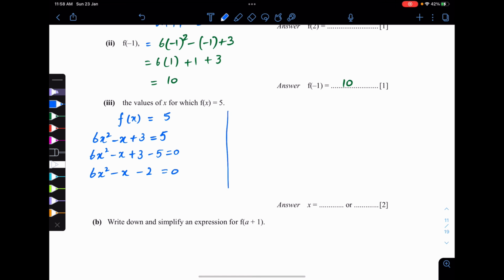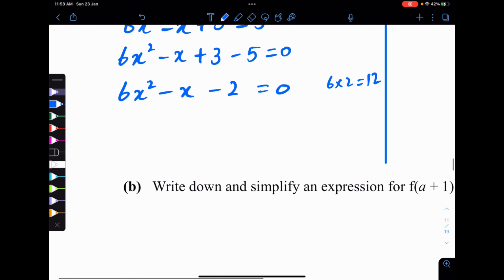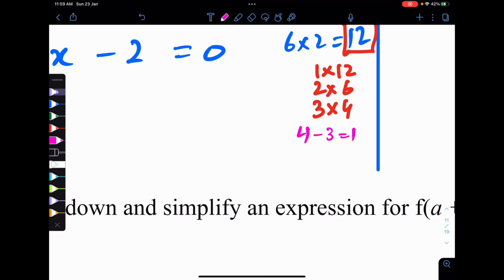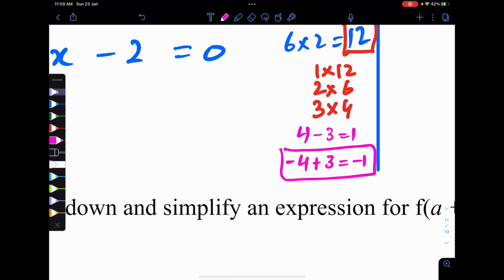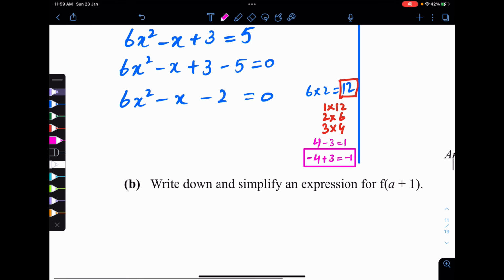Now, we know this is a 3-term equation, so that means it will get factorized. So 6 times 2 is 12. And if we try to find factors which give us -1, so for factors of 12, we have 3 and 4, 1 into 12, 2 into 6, and 3 into 4. And we know that 4 minus 3 gives us 1. But we need -1 as our middle term, so we change the signs. -4 plus 3 is -1. If you have trouble doing this, I would suggest you go to the factorization video and go through it once. You will be really comfortable with these workings from there onwards.